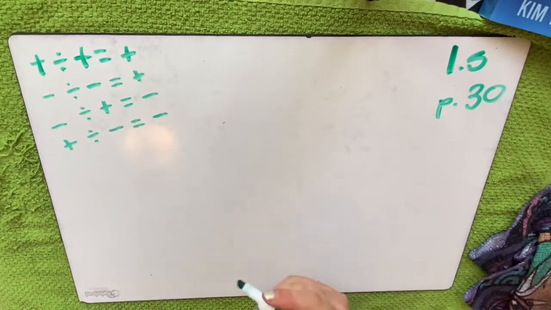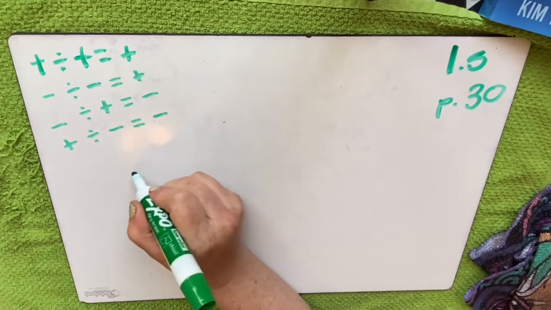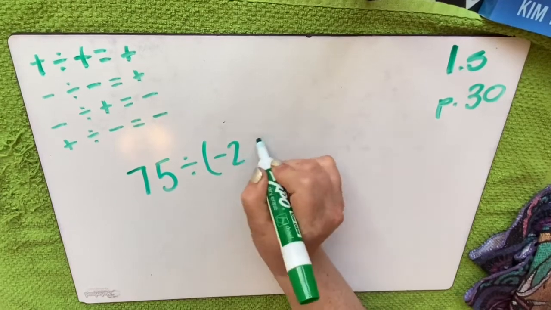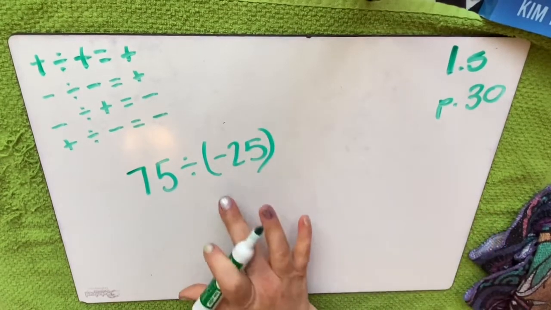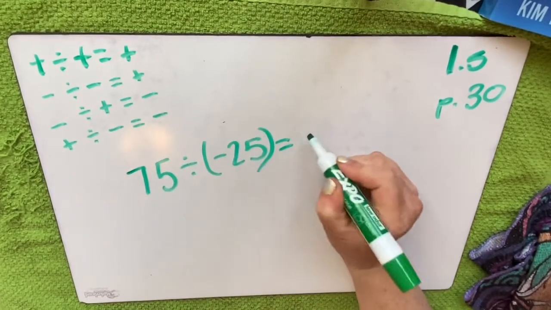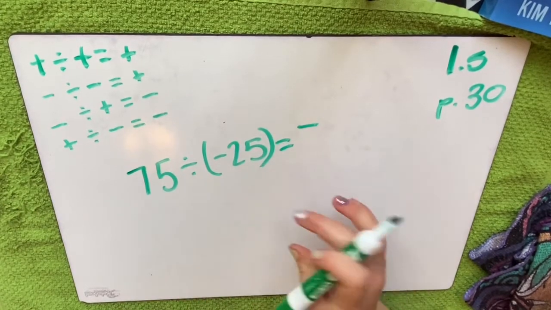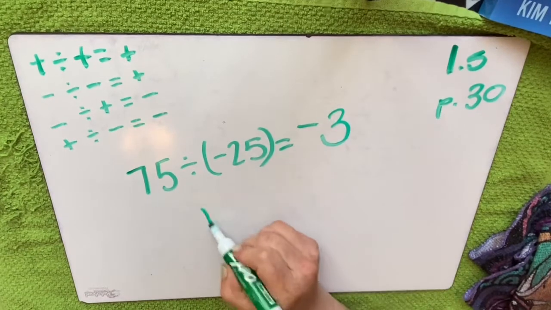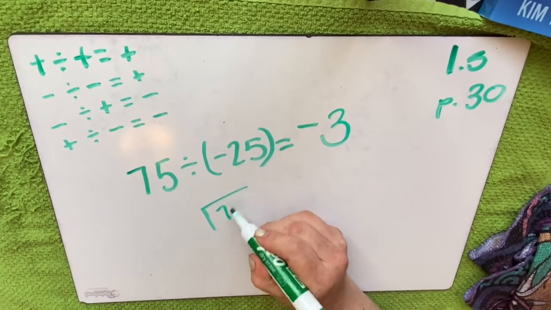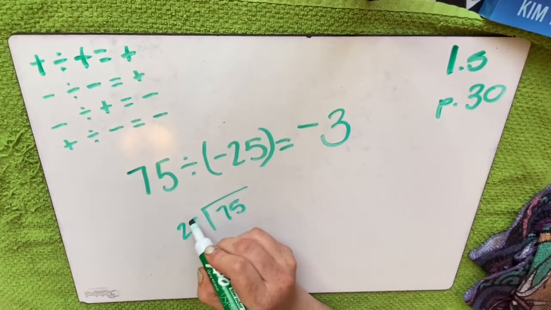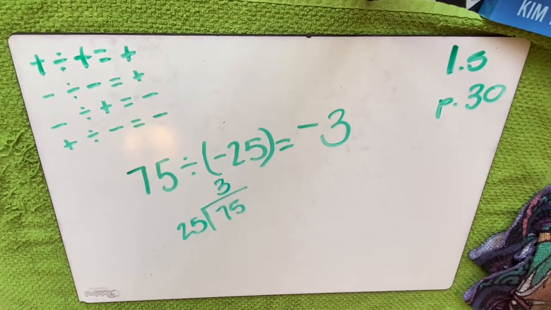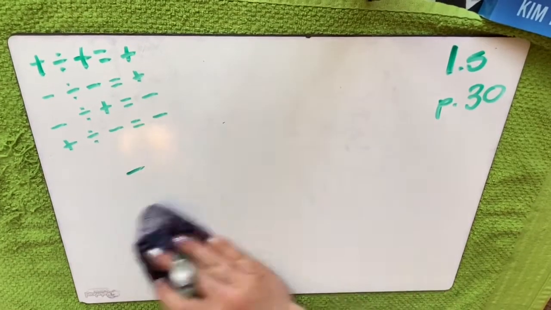Okay. Then they'll do something a little bit harder where they'll do 75 divided by negative 25. Now, how many negatives are there? Just one, so the answer is going to be negative. How many times does 25 go into 75? 3 times. But again, this one goes in the house, this one goes out the house, and that goes 3 times. Okay? So that's another way to write it.